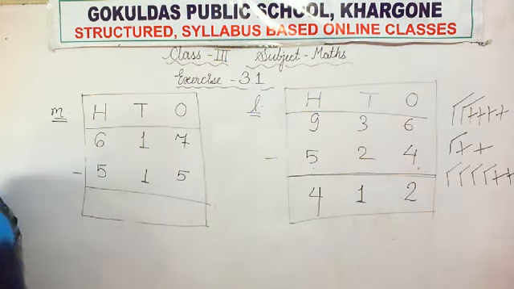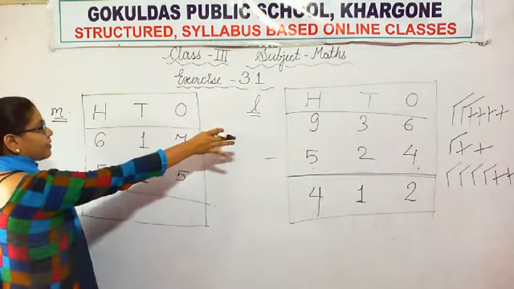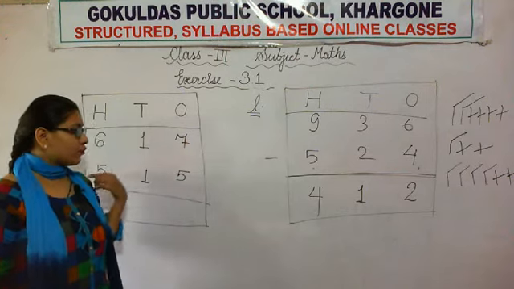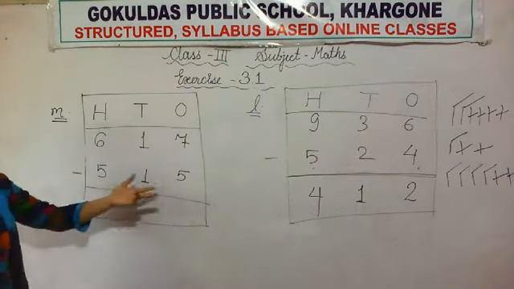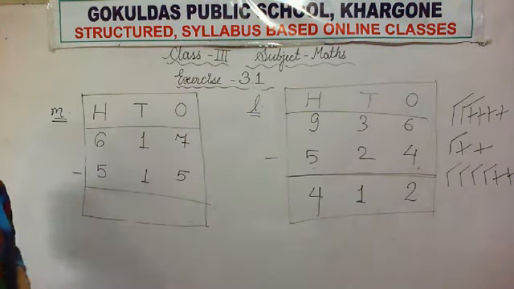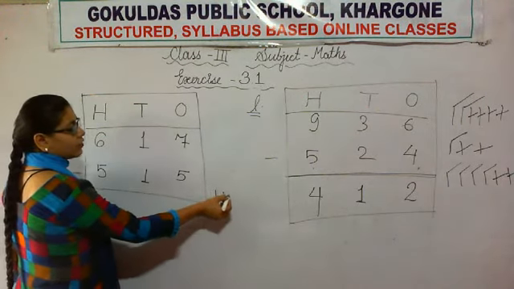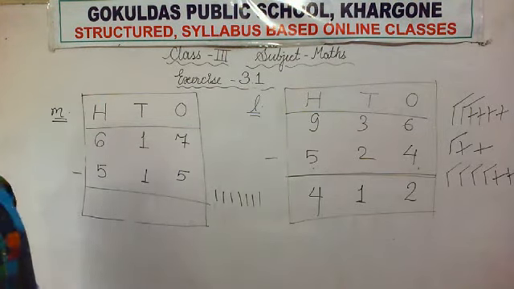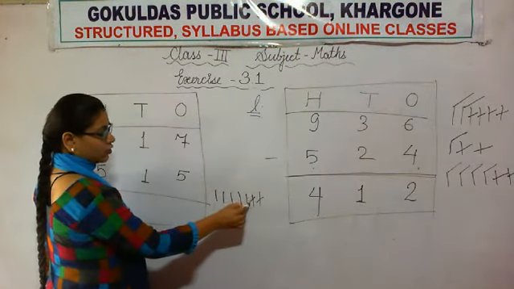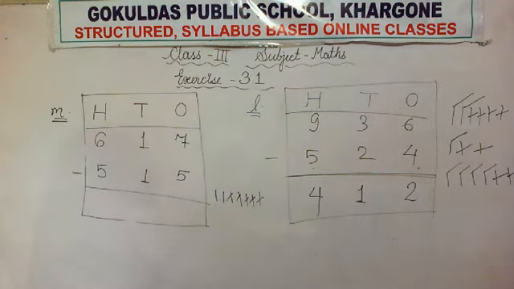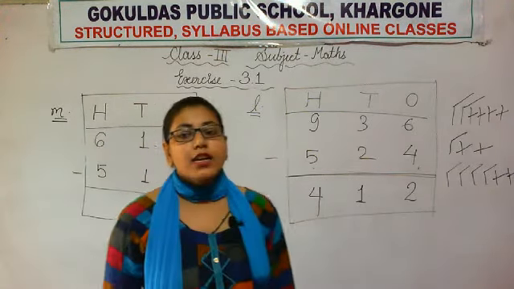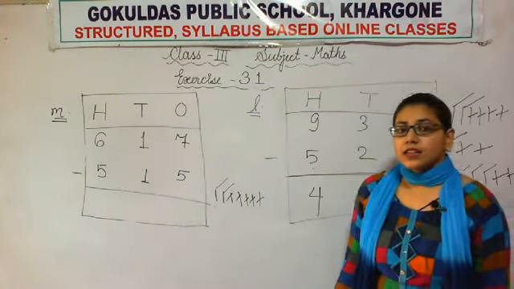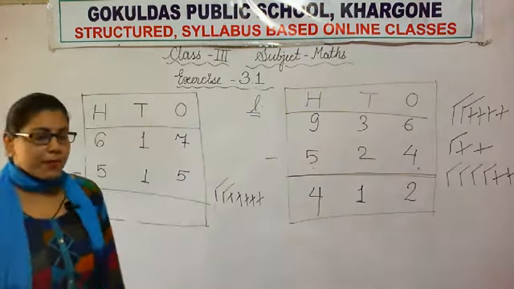Now, we always start from the rightmost position, which is our ones position. So, let us subtract ones from ones. 7 minus 5. We will draw 7 sticks first: 1, 2, 3, 4, 5, 6 and 7. Minus 5, so we will cancel out 5 sticks: 1, 2, 3, 4, 5. Now, we will count the remaining sticks: 1 and 2. 2 sticks are left, so we will write the number 2.